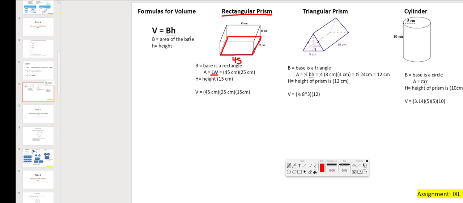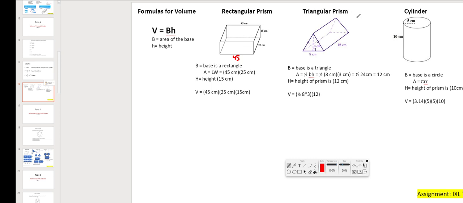And then what comes after that? I did the big B, then comes the H, which is the height. The height in this case is 15. That's how tall it is. So basically all I'm going to do is area of the base, which is 45 times 25, times 15, the height. All you're doing is multiplying all 3 units, 45 times 25 times 15. And that's how you find the volume of a rectangular prism.